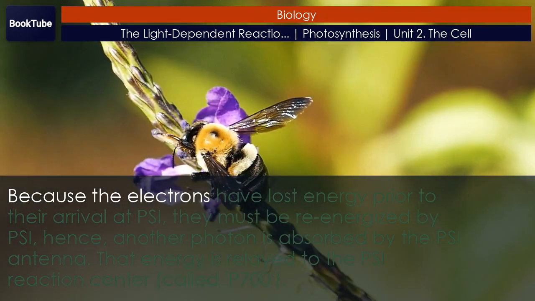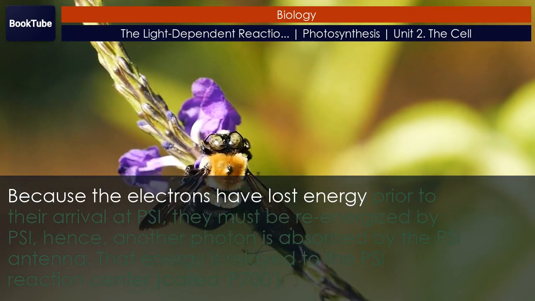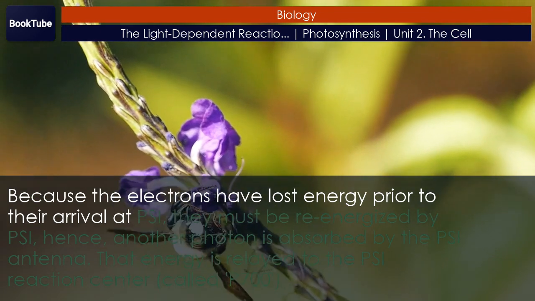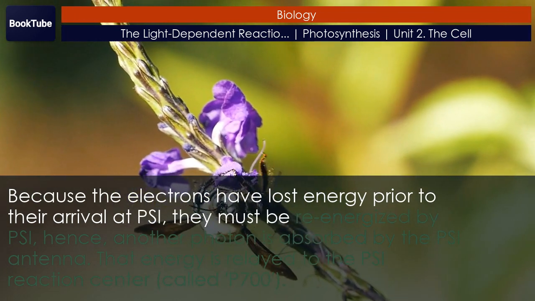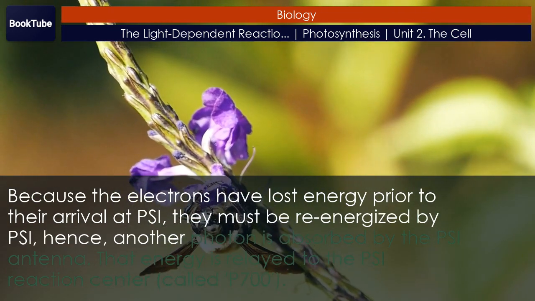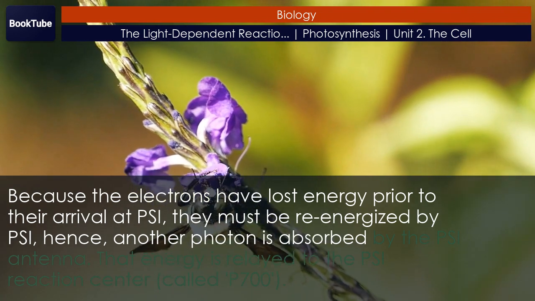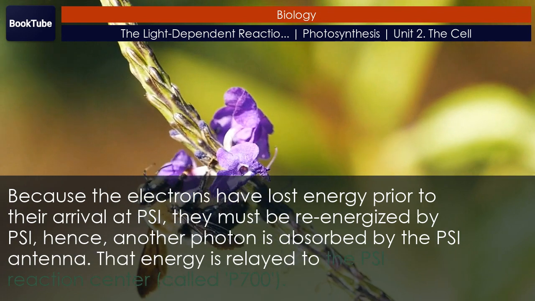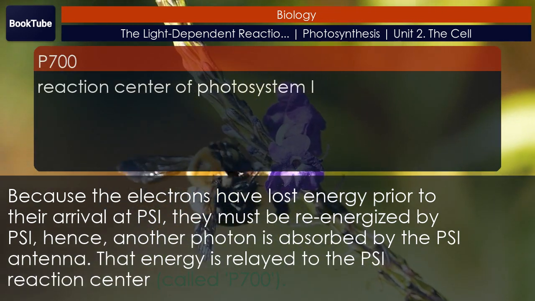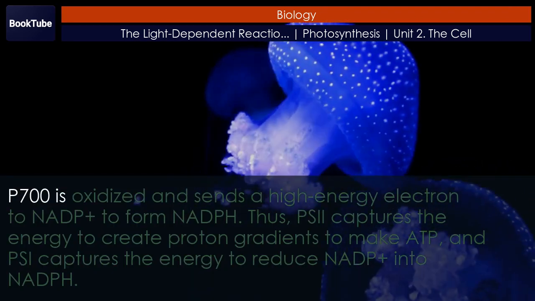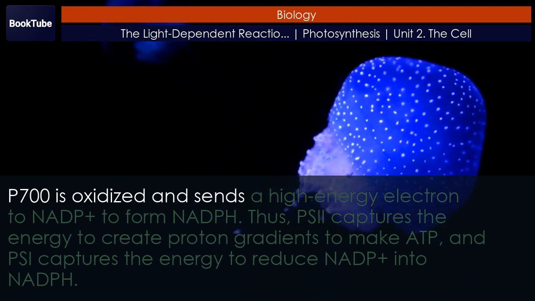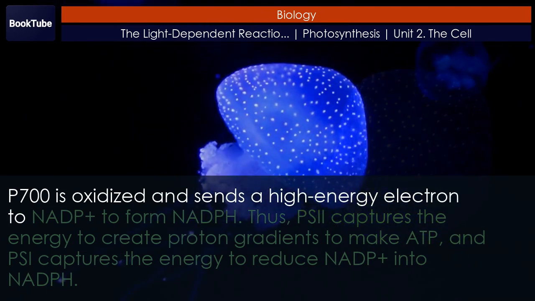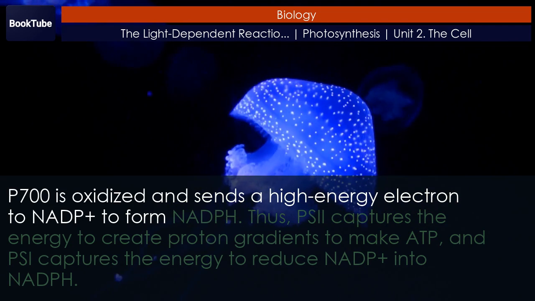Because the electrons have lost energy prior to their arrival at PSI, they must be re-energized by PSI. Hence, another photon is absorbed by the PSI antenna. That energy is relayed to the PSI reaction center, called P700. P700 is oxidized and sends a high-energy electron to NADP+ to form NADPH.